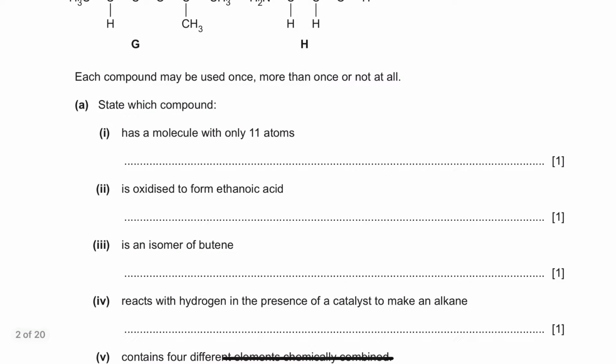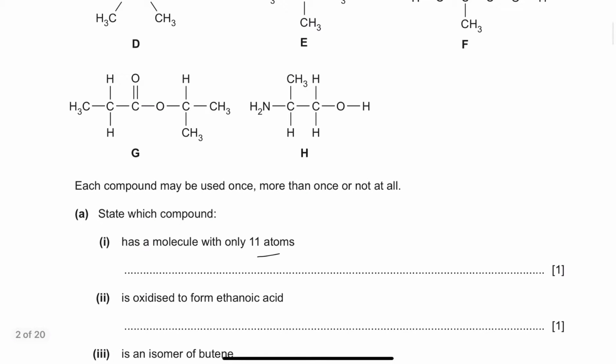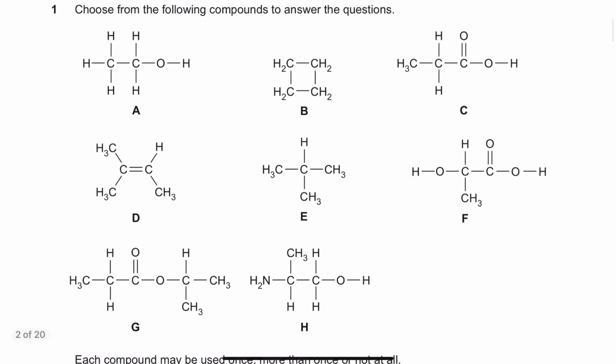Now it says part A, these are free marks. Literally it goes like state which compound has a molecule with only 11 atoms. Now that's pretty simple, and this says each compound may be used once or more than once or not at all. Okay, so has a molecule with only 11 atoms. Let's check which molecule has 11 atoms. Just count the number of atoms.